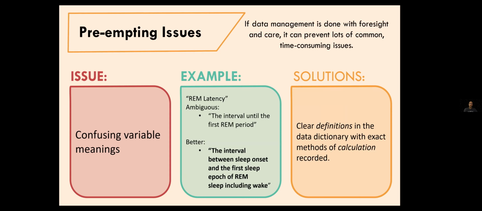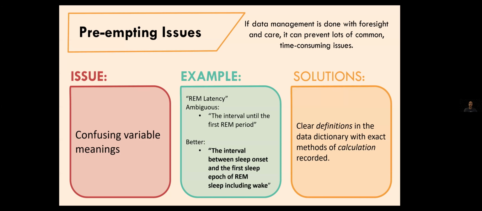And so we had a list here to bring us home of preempting issues, and all of this is about being proactive and thinking about those users down the line. All these examples are from things we've encountered at the NSRR. Confusing or ambiguous variable meanings. The example we've given, for those who work in sleep, is a common concept, REM latency. One definition could be the interval until the first REM period, whereas more specificity may make it clearer, something like the interval between sleep onset and the first sleep epoch of REM sleep, including wake.